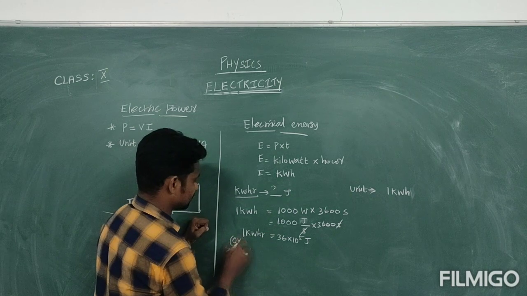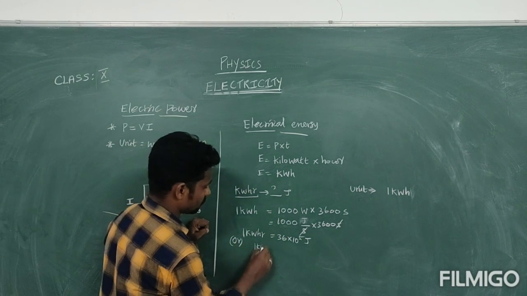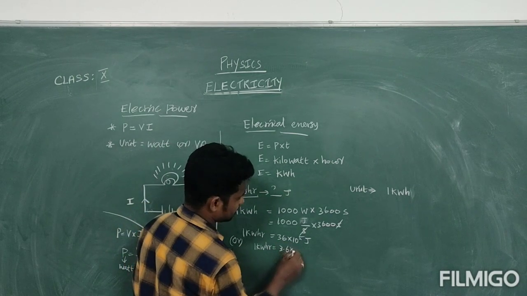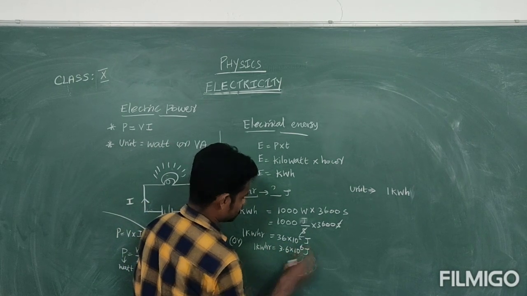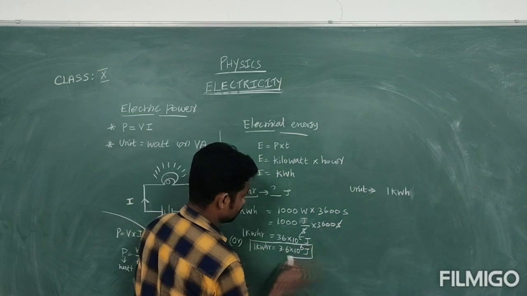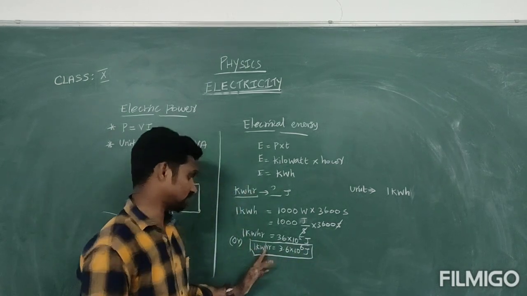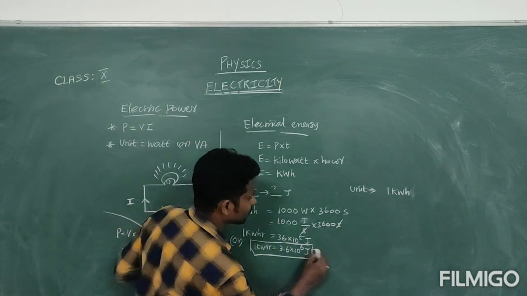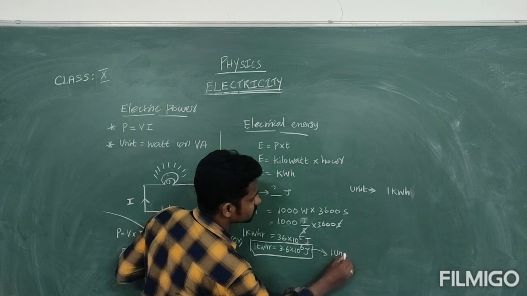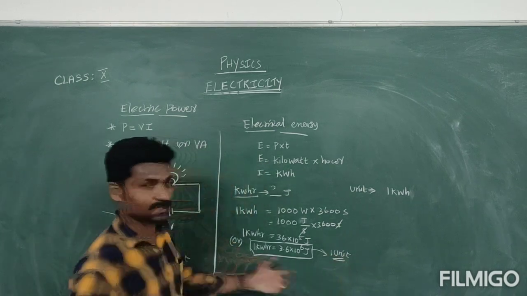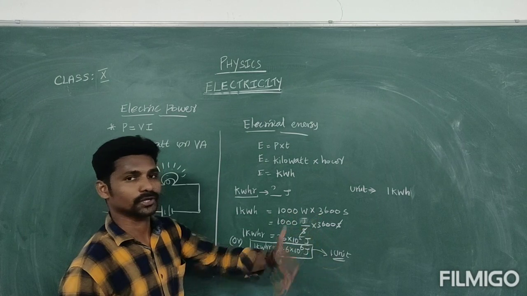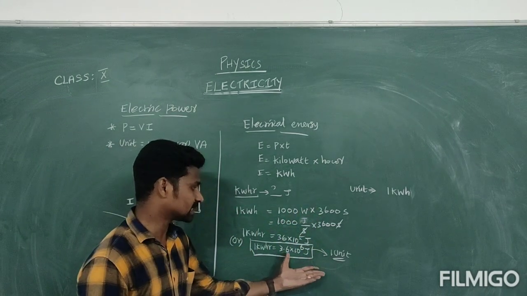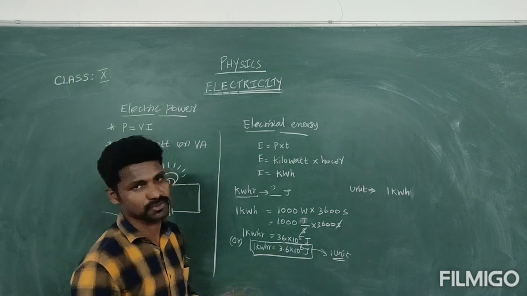Or otherwise we can say 1 kilowatt hour is equal to 3.6 into 10 power 6 joule. This is also correct. So now 1 kilowatt hour is equal to 3.6 into 10 power 6 joule. Actually this we call 1 unit. In the electrical reading, 100 unit, 200 unit, 300 unit, that unit means the equivalent value in joule, that is 3.6 into 10 power 6 joule.